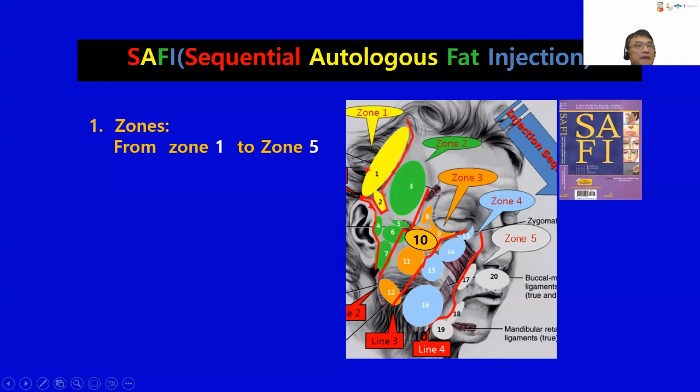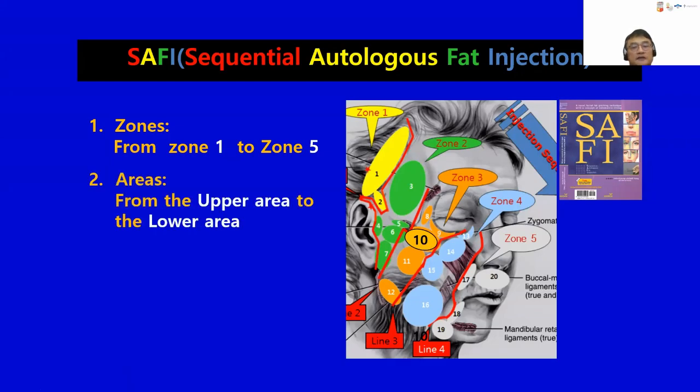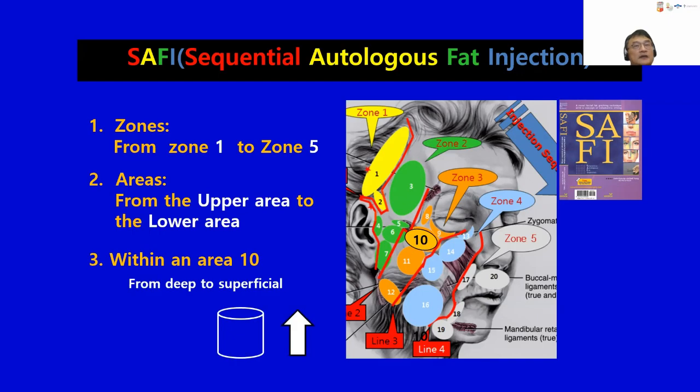This shows the map of sequential injection. The face is divided into 5 zones by 4 sublines, and then we can inject the fat from zone 1 to zone 5, from the upper area first and then the lower area. Within one zone, we can inject from deep to superficial.